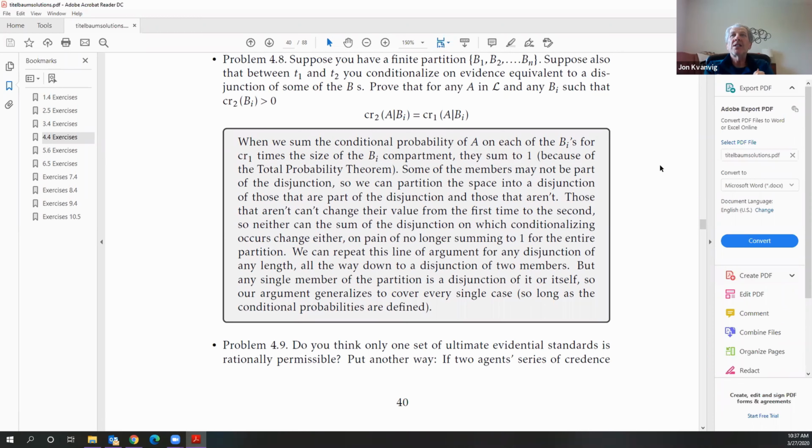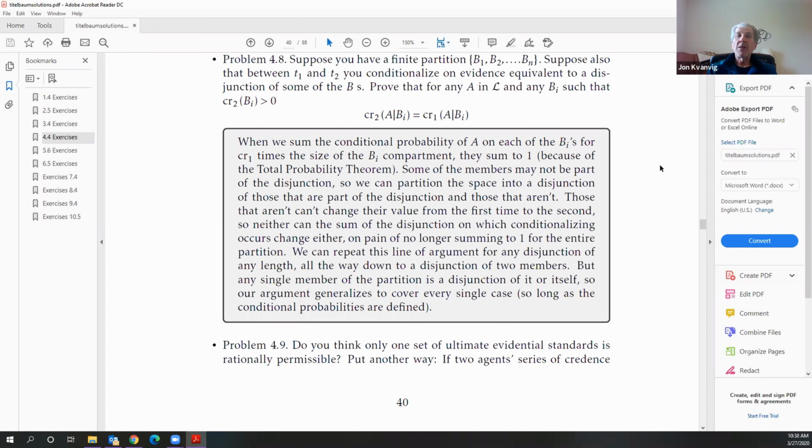4.8 is a bit more complicated. Suppose you have a finite partition, B1 to Bn. Suppose also that between T1 and T2, you conditionalize on evidence equivalent to a disjunction of some of the B's. Prove that for any A in the language, in any compartment in the partition such that the compartment has a non-zero probability, your later conditional probabilities are going to match your earlier ones. When we sum the conditional probability on each of the compartments times the size of the compartment, they sum to 1. That's the total probability theorem.